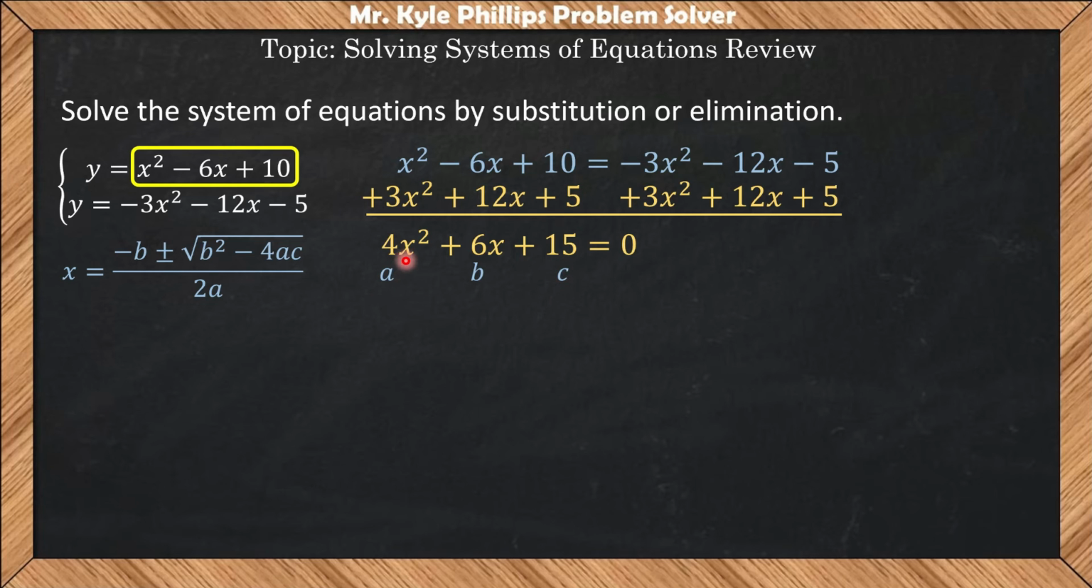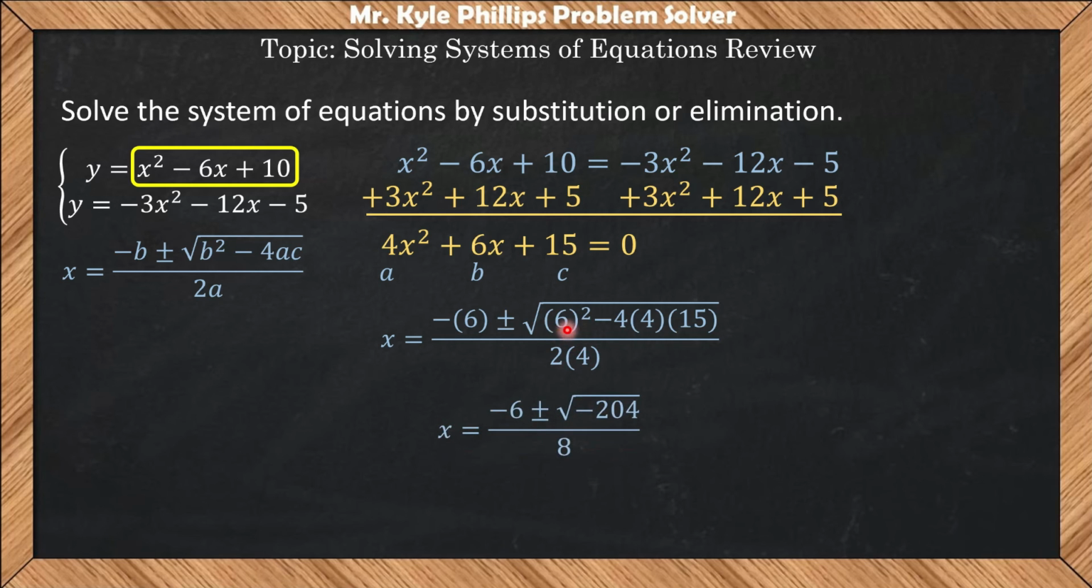Remember, when you're doing this, you are not substituting in the x squared or the x. We are only concerned with the coefficients 4, 6, and the constant 15. So here we have negative 6 plus or minus the square root of 6 squared minus 4 times AC, so 4 times 15, all over 2a. So here we'll do a little bit of simplifying. 6 squared is 36, and 36 minus 4 times 4, that's 16, and 16 times 15, 36 minus this product is going to give me negative 204.